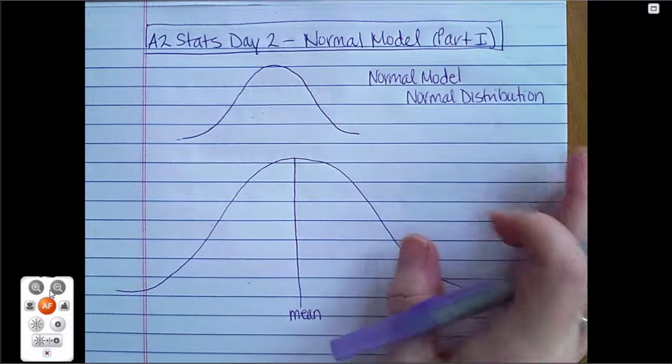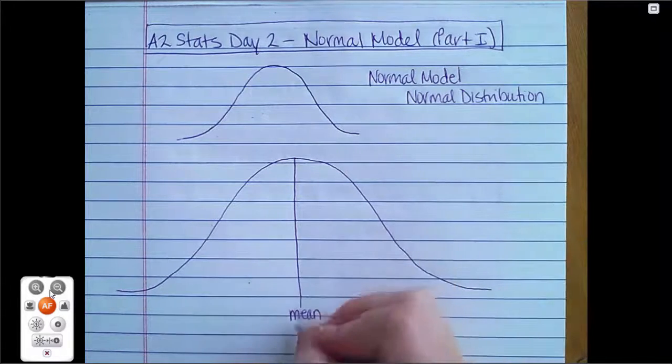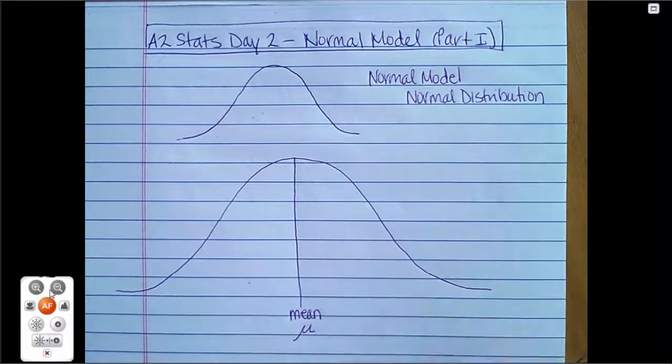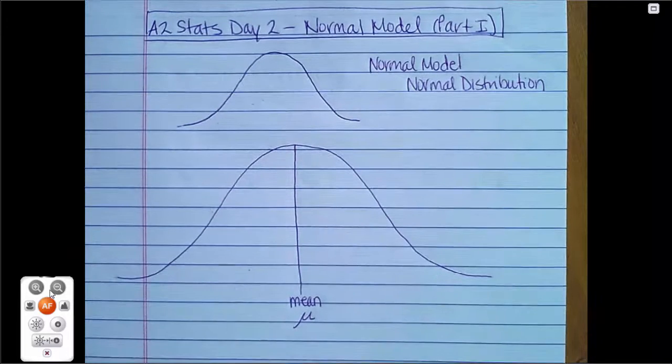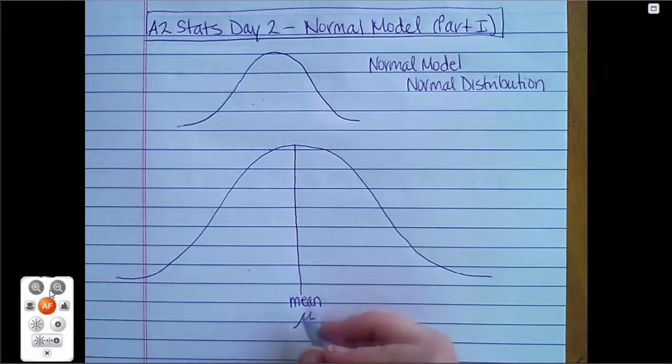If we're talking about a population, we would use the Greek letter mu for mean. It looks like kind of a cursive U. If we're talking about part of a population, or a sample, we use x bar for the mean. That's the symbol that you see for mean on your calculator as well.